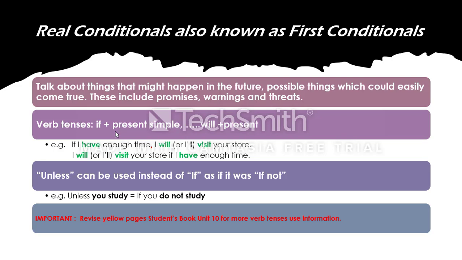Okay, real conditionals are also known as first conditionals. They talk about things that might happen in the future, possible things which could easily come true. These include promises, warnings, and threats. I can give you an example of using this same expression in 3 different ways.